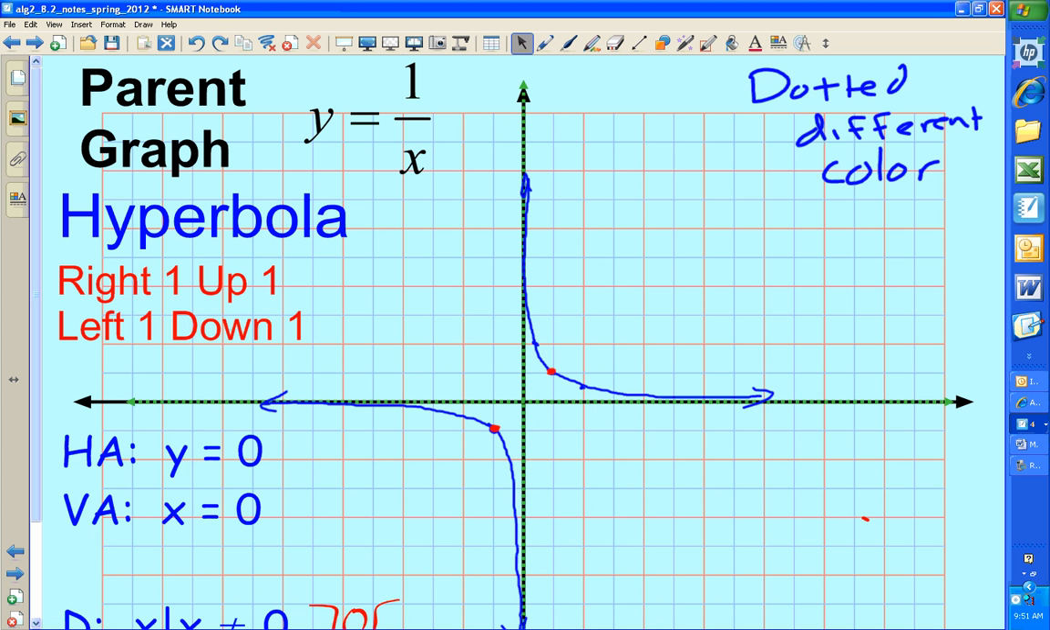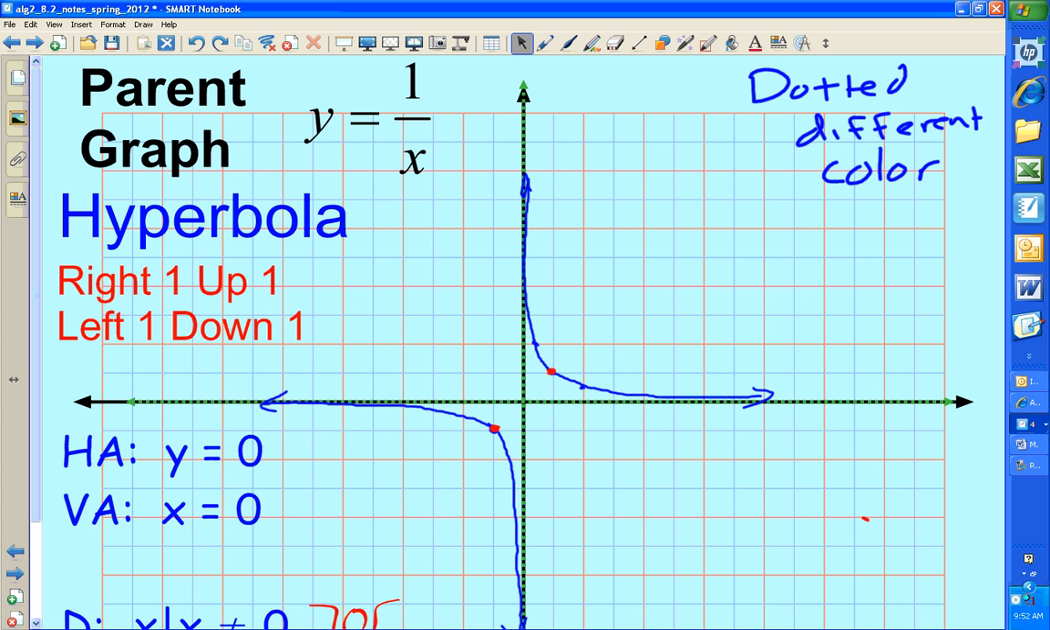The parent graph y equals 1 over x. From the origin, the first thing you want to realize is that y equals 0 and x equals 0 are your two asymptotes for this parent graph. They intersect at the origin, which means, if you have a translation vector, the asymptotes move with the translation vector.